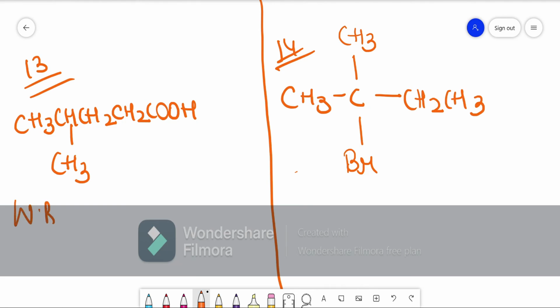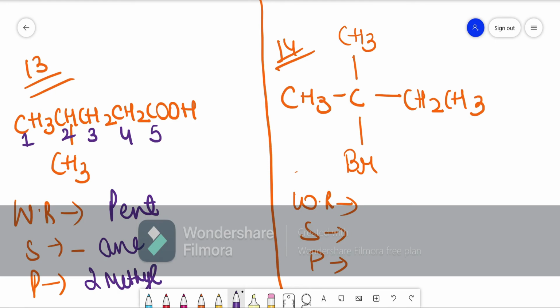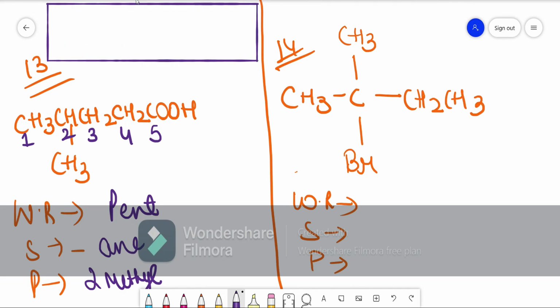Word root, then you need to get the suffix and then the prefix. Again, the word root, the suffix and the prefix. Correct? So if we talk about the word root, then what are the carbon atoms? 1, 2, 3, 4 and 5. So it would be pent. If I talk about the suffix, then the suffix is the bonding, right? So the bonding is ane, right? If I talk about the prefix, it would be 2-methyl, right? Now if I see the IUPAC name, then what would be the IUPAC name? The IUPAC name would be 2-methyl.